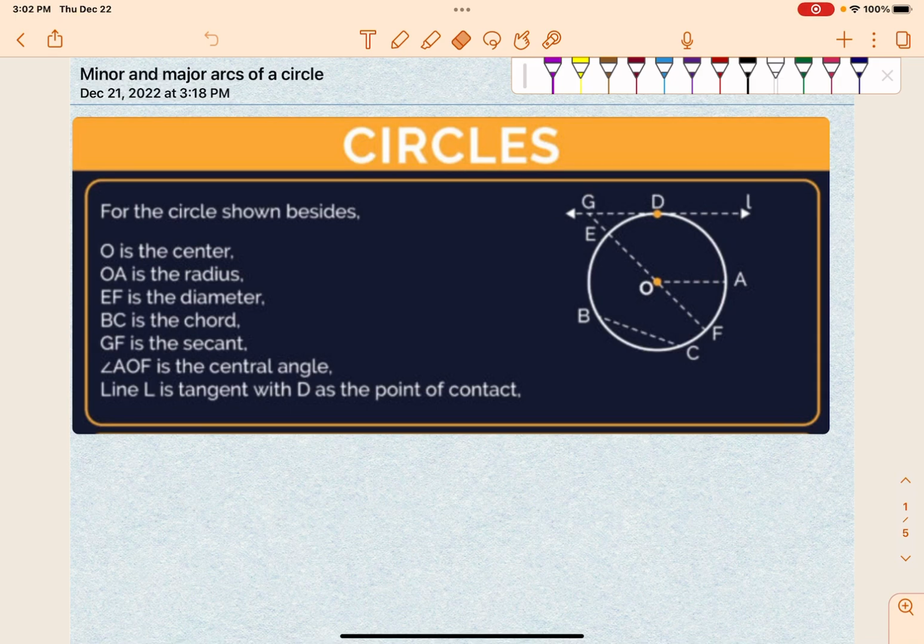So last year you talked about circles, some basic ideas, for example, if you have a point in the middle, that O happens to be the center. So I would name this circle O because it has O in the center.